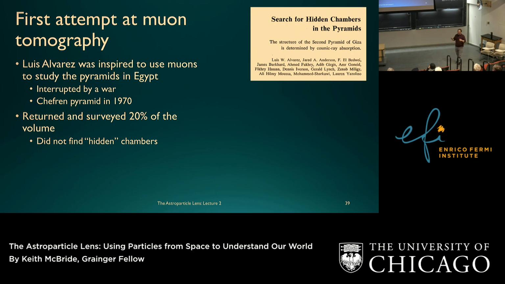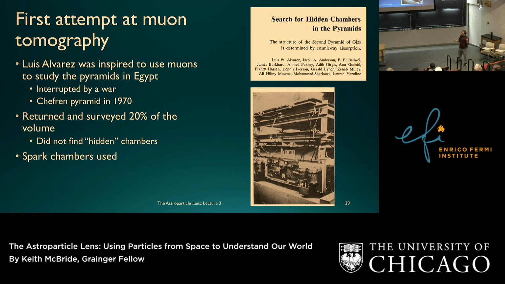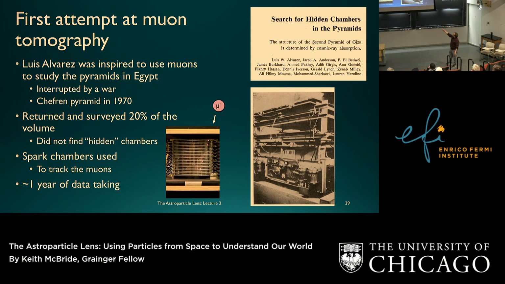They didn't actually find any hidden chambers, and they used a new technology that was sort of in the evolution of particle physics detectors, very important, which is the spark chamber. Basically, a spark chamber tracks your muons, right? And so a muon coming in here, here's a picture of one of the spark chambers used in there. You can see the word danger because of the high voltage that was being used.